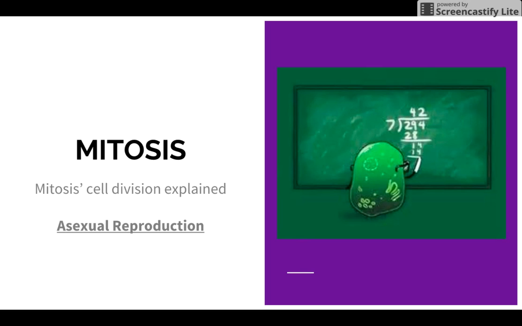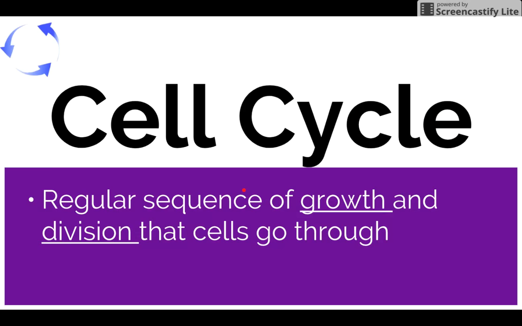Okay, so this cell division, this asexual reproduction cell division, we call mitosis. So this is mitosis, cell division explained. Make sure you're keeping good notes as I'm going along. If you need to pause this video, go ahead and pause.